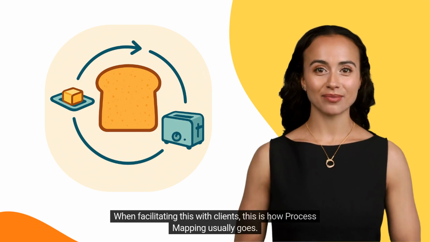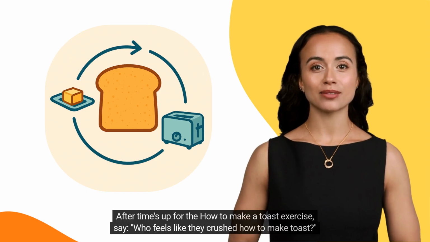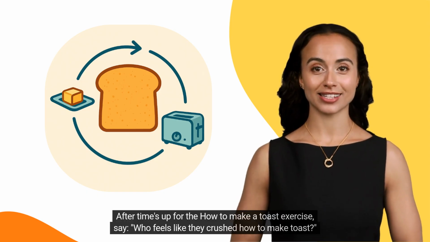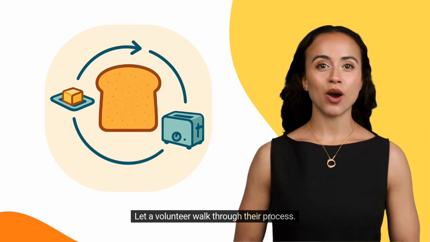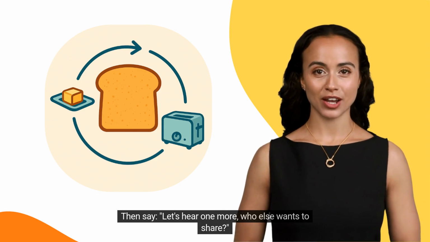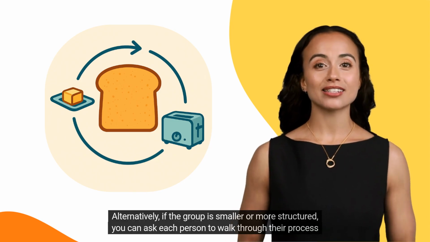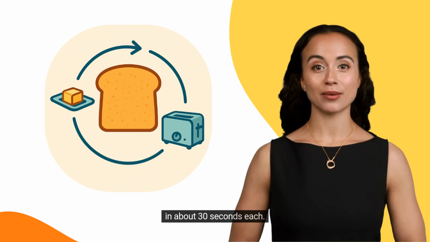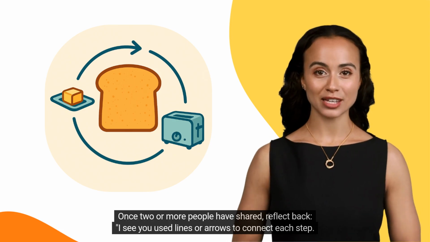When facilitating this with clients, this is how process mapping usually goes. After time's up for the how to make toast exercise, say, who feels like they crushed how to make toast? Let a volunteer walk through their process. Then say, let's hear one more, who else wants to share? Alternatively, if the group is smaller or more structured, you can ask each person to walk through their process in about 30 seconds each. Once 2 or more people have shared, reflect back.